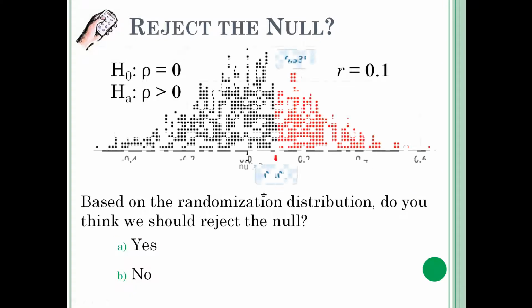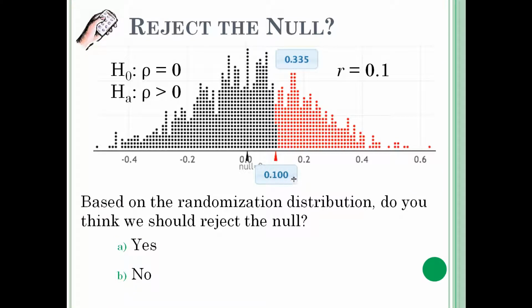Here's another situation. This is the sample statistic, and this is the p-value, and look how much it's covering of the randomization distribution. So based on the randomization distribution, do you think you should reject the null? Basically, is the p-value small? In this case, obviously it's not, so we're not going to reject the null.